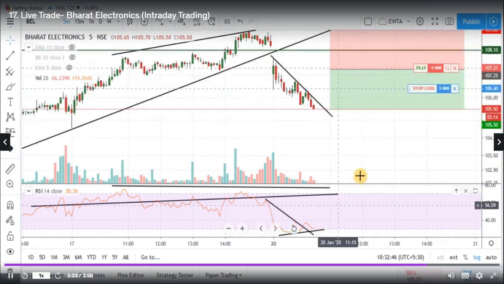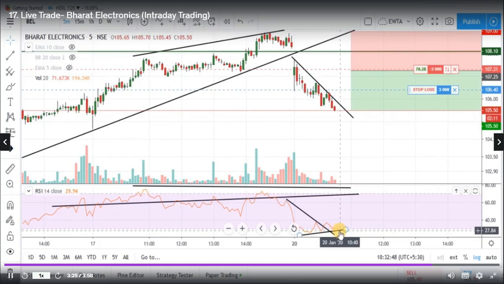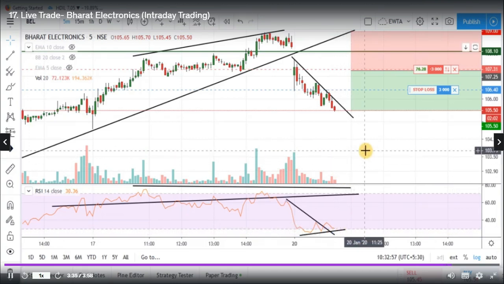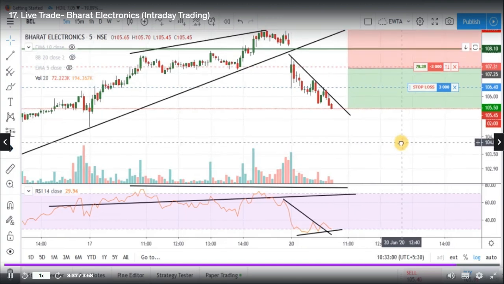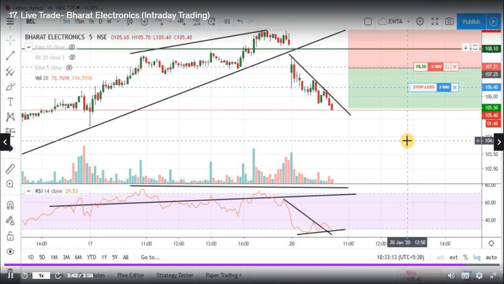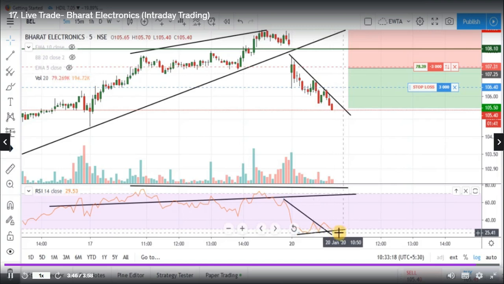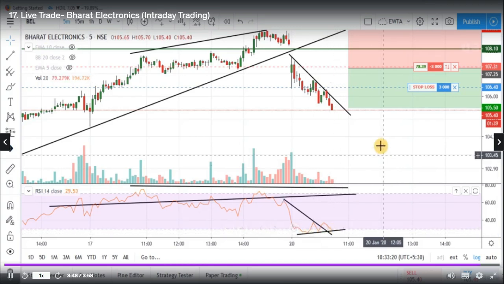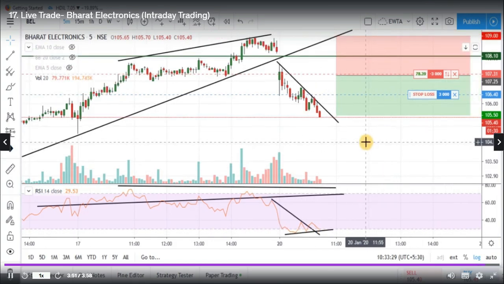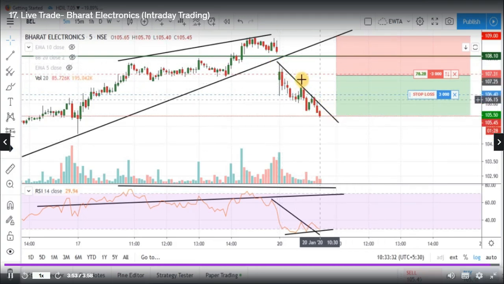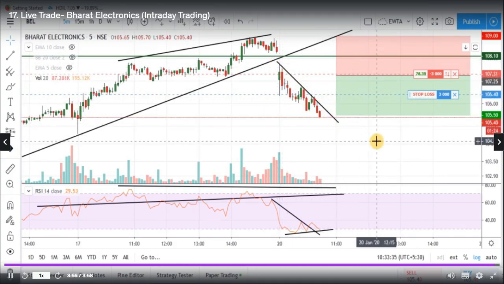But you can see RSI is still giving a positive divergence. If RSI breaches this support line on the downside, then we will get a failing divergence signal, and it means selling momentum is high in the stock. So in that case, I will hold my trade for approximately 1:2 R2R profit. But currently RSI is above this support line and giving a positive divergence. So I'm expecting a pullback in the prices, but as long as prices are below this downtrend line, I will hold my trade in this stock.